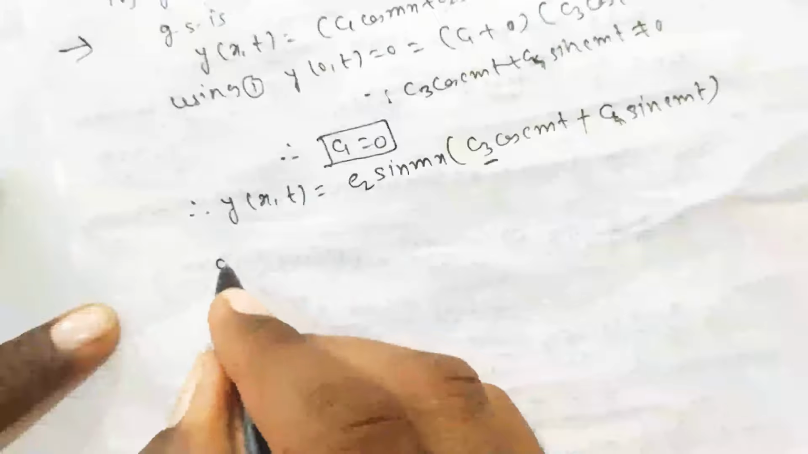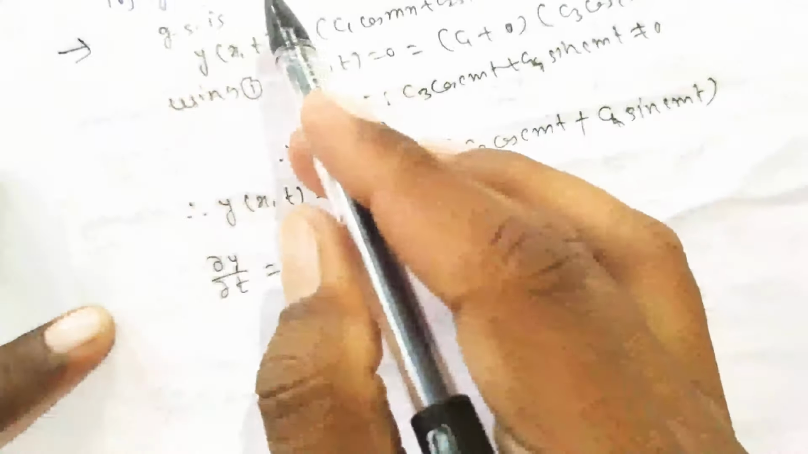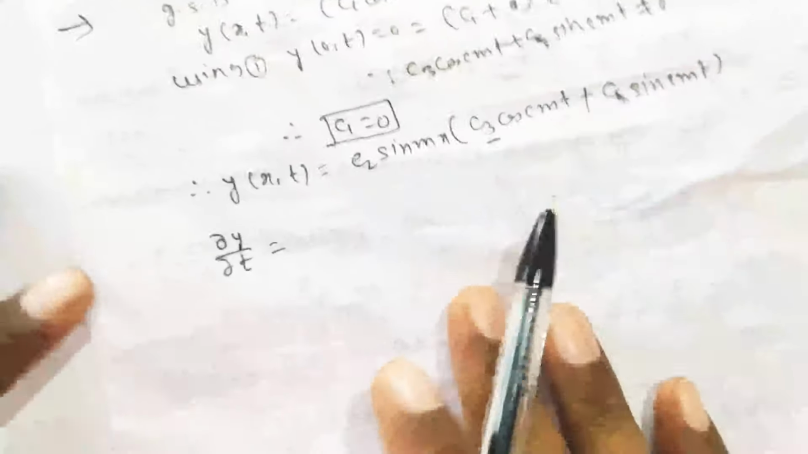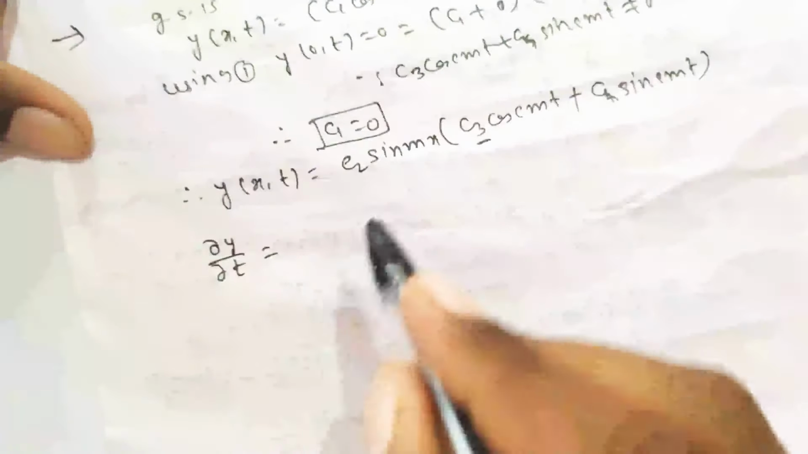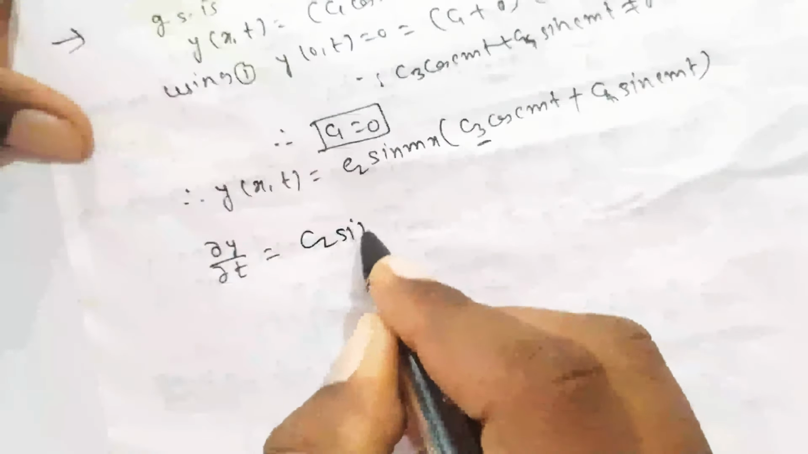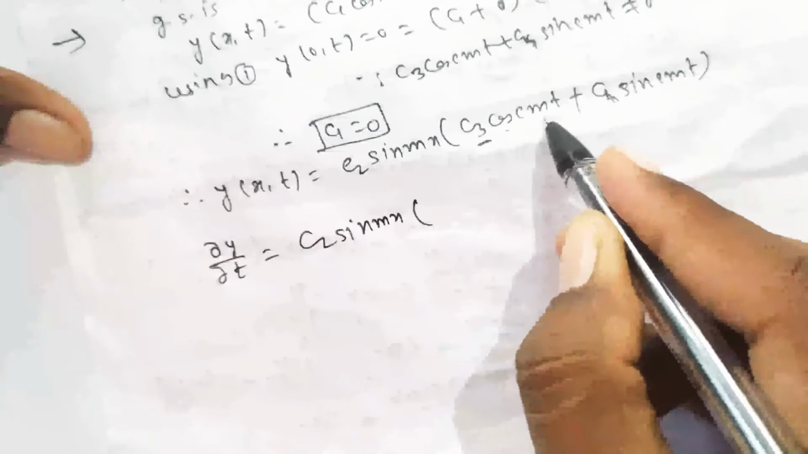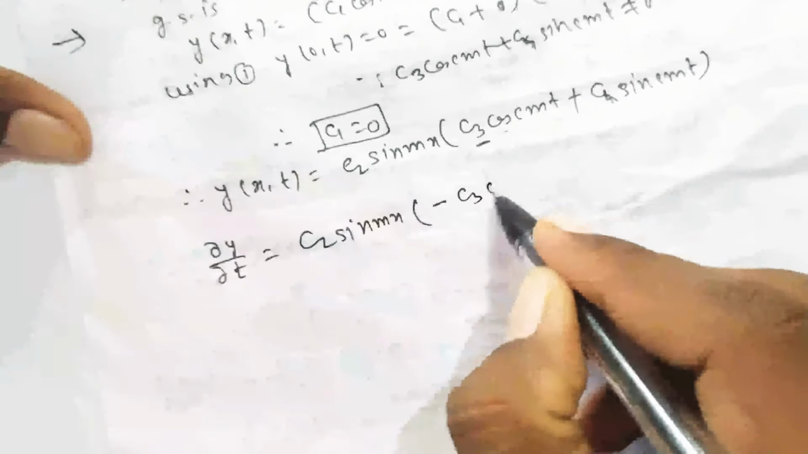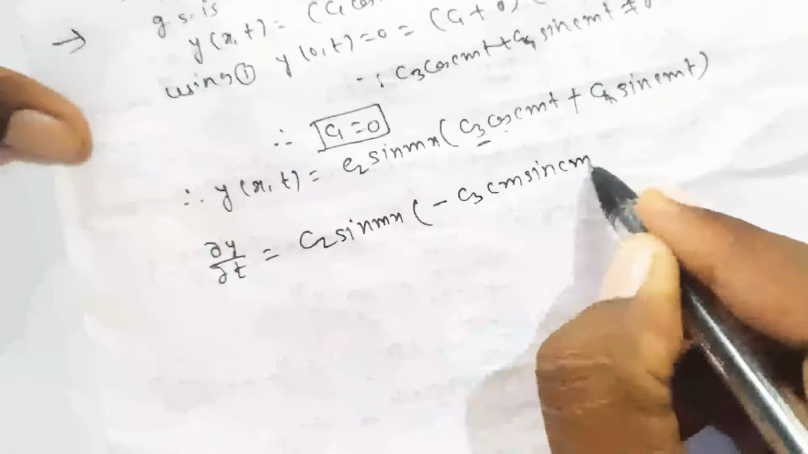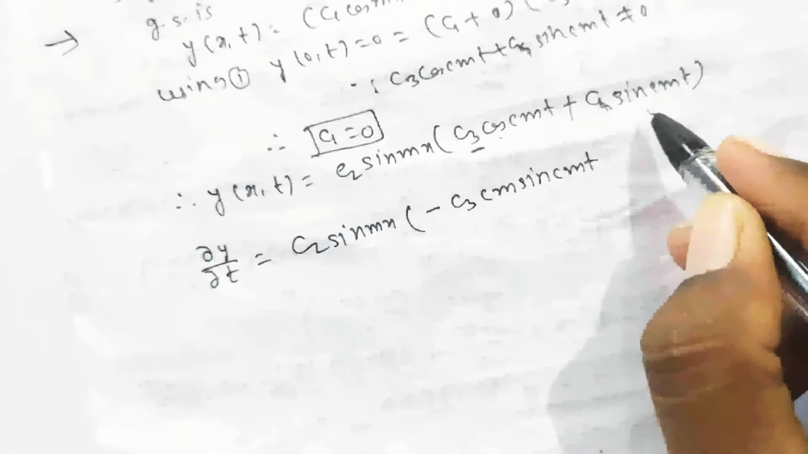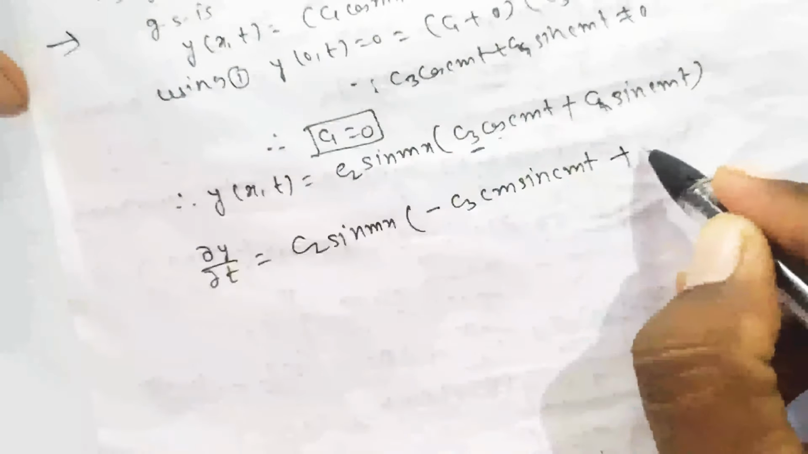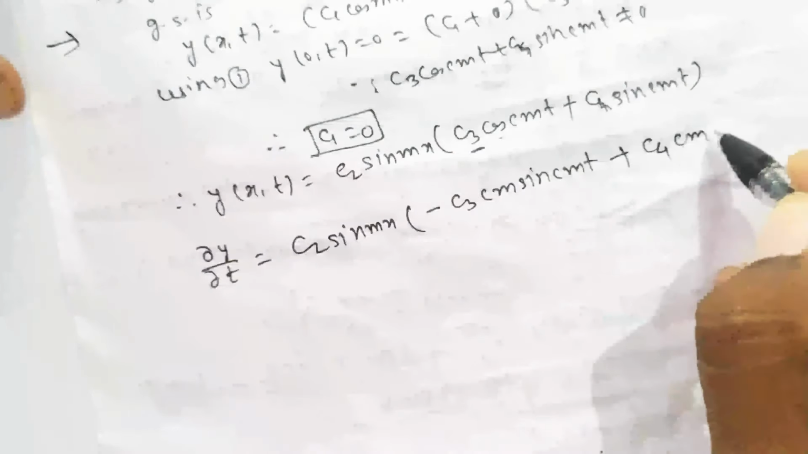So for that we have to take the derivative of y with respect to t, because ∂y/∂t = 0 is given in the problem when t = 0. With respect to t, x is constant, so c2 sin mx is constant, keep it as it is, and take the derivative of the rest. The derivative of cos cmt is minus sin cmt times cm, so minus c3 cm sin cmt, and similarly the derivative of sin cmt is cos cmt times cm, giving plus c4 cm cos cmt. So this is the derivative.